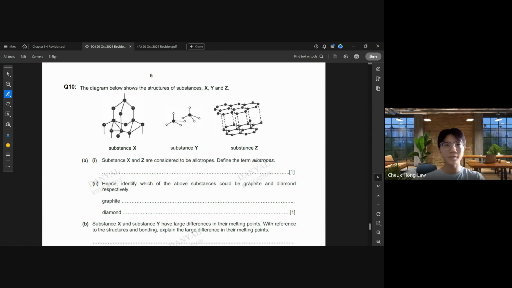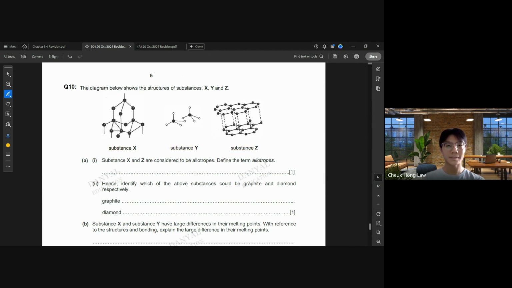All right, hi everyone. So this is a very common structure and bonding question that comes out in your exams. Okay, so I'm going to teach you how to answer this easily. So the diagram below shows the structures of substances X, Y, and Z. Okay, you can see these three substances.